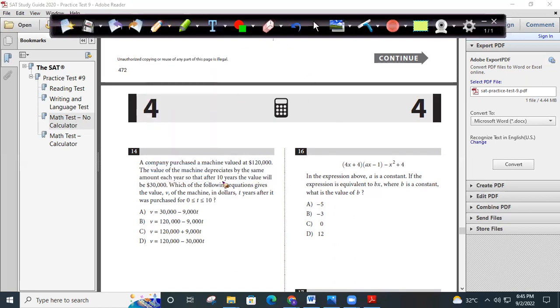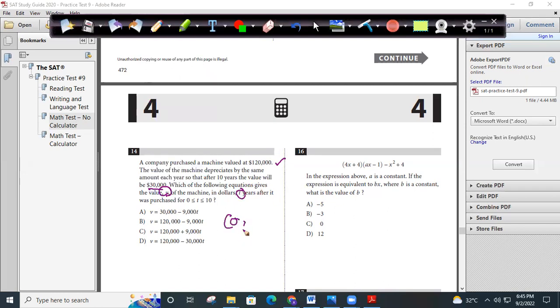The company purchased a machinery valued at 1,20,000. The value of the machine depreciated by the same amount each year. After 10 years, the value will be 30,000. Which of the following equations gives the value of the machine in dollars t years after? So V is my Y and T is my X. First identify what is X and what is Y.